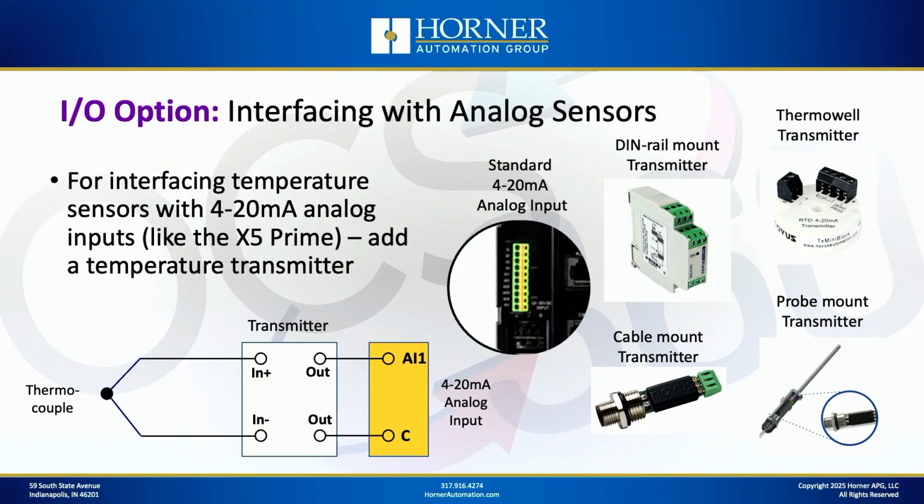If you're interfacing with specialty sensors with our products that don't have direct support, for example, thermocouples and RTDs, again, in this scenario you would add another piece of hardware in the mix, this time a temperature transmitter, to convert that temperature sensor signal into a straight 4 to 20 milliamp analog signal. So if you've got a temperature or two you're monitoring with an X5 Prime, for instance, you just have a little bit of extra hardware to add to the system.